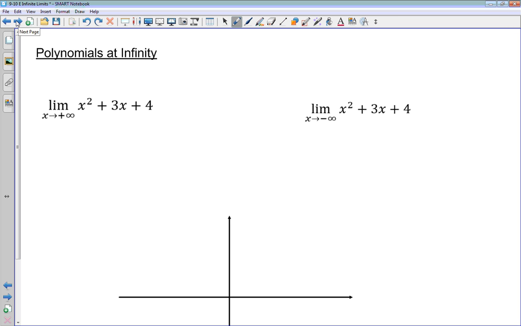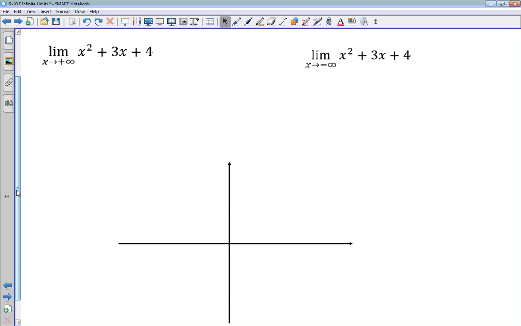When we're talking about limits involving infinity, and we're looking at polynomial functions, really what we're talking about here is the end behavior of the function. How does this function behave as we go to very, very large or very, very small values of x? So we're interested in what happens as x tends off to either positive infinity or negative infinity. What is our function going to do?